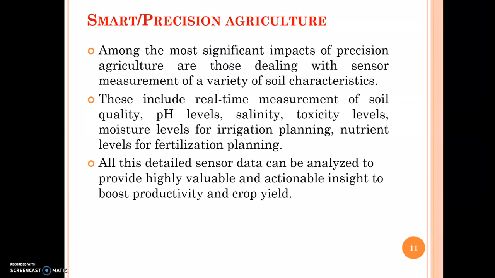Again, this is going to help me find out the nutrient level for fertilizing the planting. So depending upon the values I have received from this system, I am going to do the fertilization of my crop, and this is ultimately going to increase the productivity of my land. So all these detailed sensors are going to be useful for me to boost the crop productivity also.